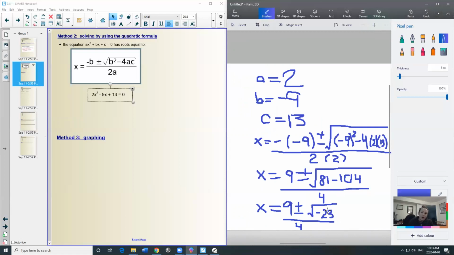If this was a positive value, you would just continue off 9 plus whatever that answer is divided by 4, and then do it again, 9 minus that answer divided by 4. But let's continue looking at this one here, okay?